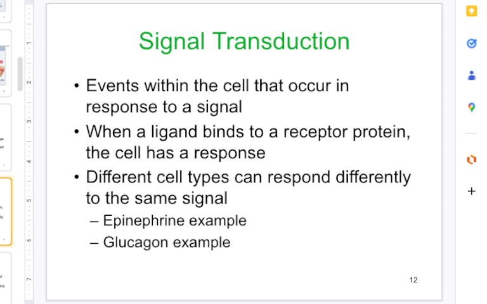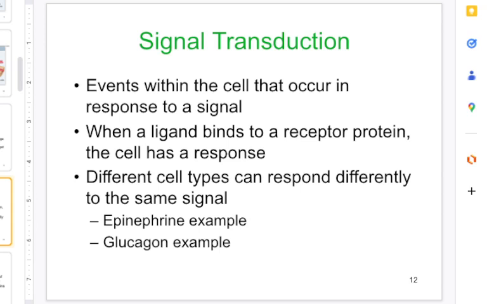Although epinephrine can be a ligand with a specific receptor, not all cell types have the same response or signal transduction to that ligand receptor bonding that occurs, or complex sometimes it's called. The ligand receptor complex can cause different cell responses based on the specific type of cell that the target cell is and what properties make that cell have a specific response.